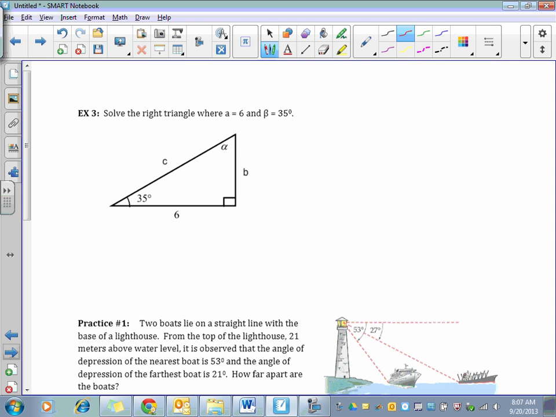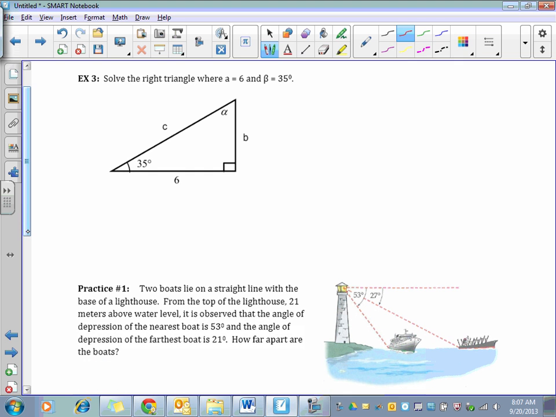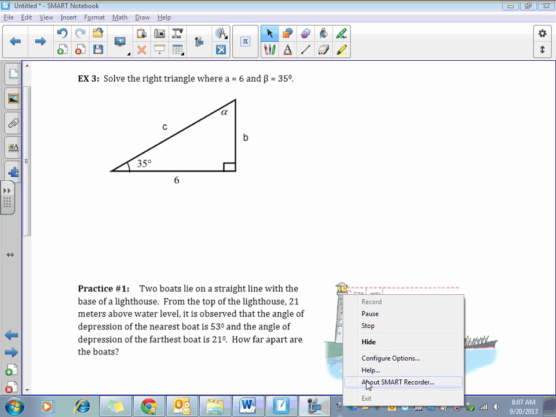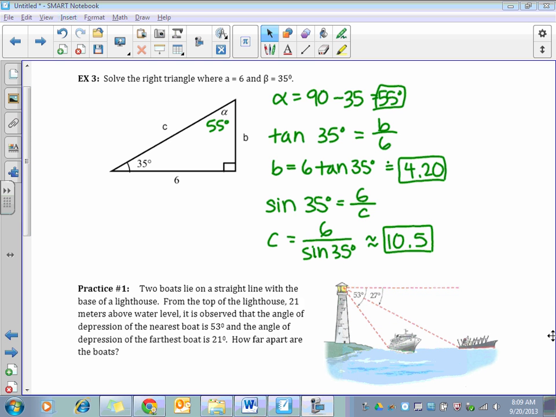Go ahead and try to solve example number 3 now. And you can pause the video here. I put up the answer, so go ahead and check your work, and you can pause here if you need to. But again, we're using the same things that we used before to solve that right triangle.